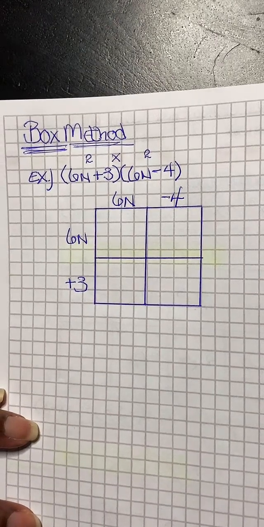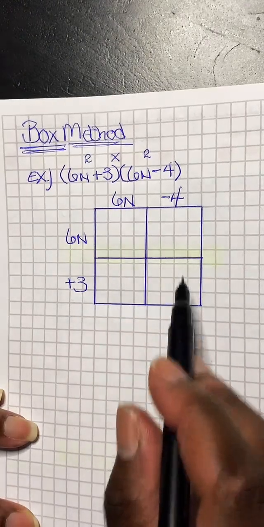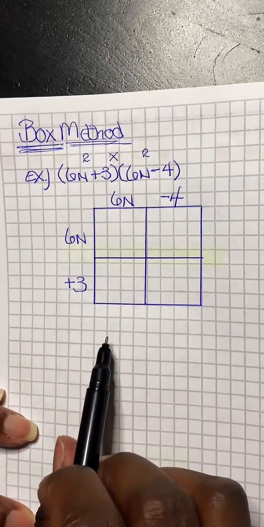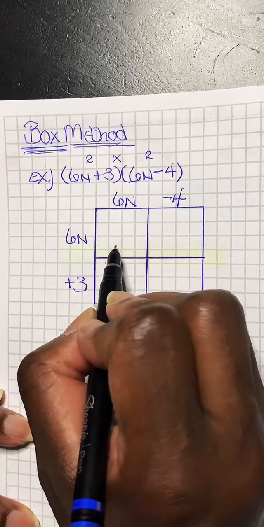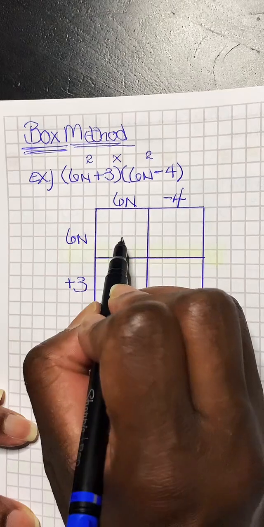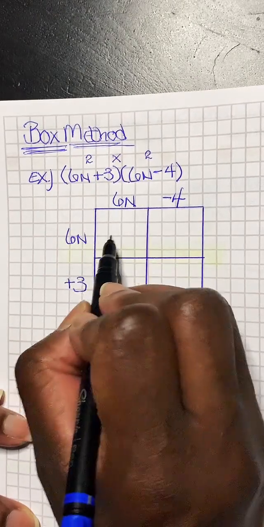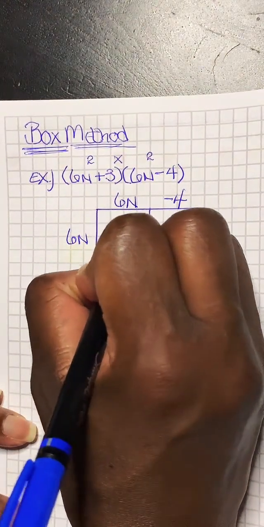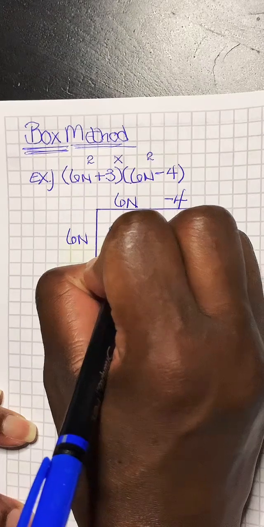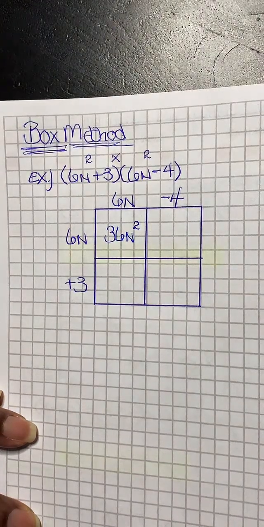Now, with the box method, here's the best thing. In order to fill the boxes, we need to multiply. So if I want to fill this box, I'm going to multiply 6n with 6n. So 6n times 6n gives me 36n squared. Okay, thank you. Hey, Danny.